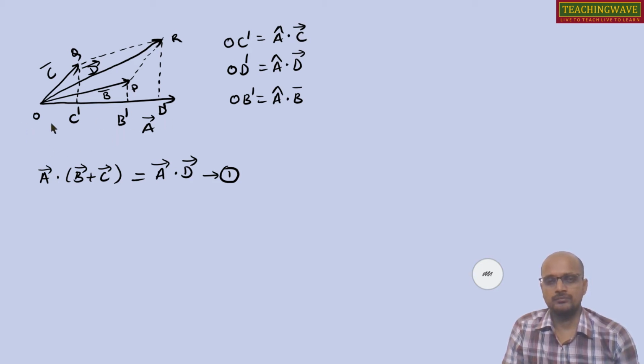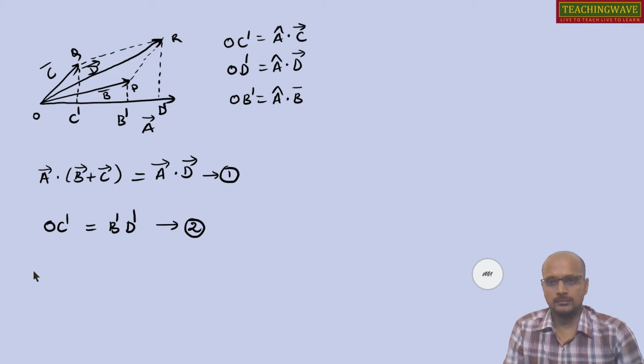According to the geometry, OC prime is equivalent to B prime D prime, because the sides OQ and PR are equal in magnitude and parallel. That means both are the vector c bar, so their projection on the same vector a bar should also be the same. So OC prime must be equivalent to B prime D prime. Let us treat this as equation 2.